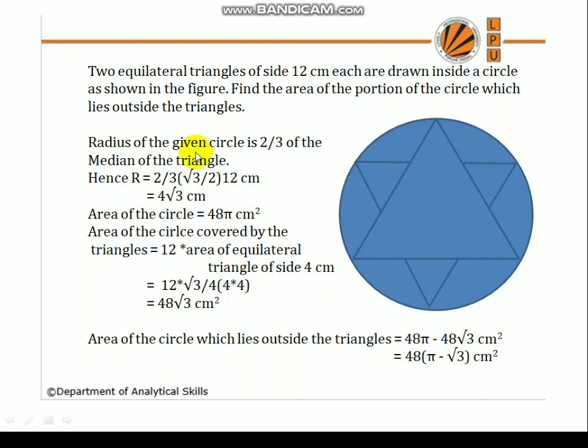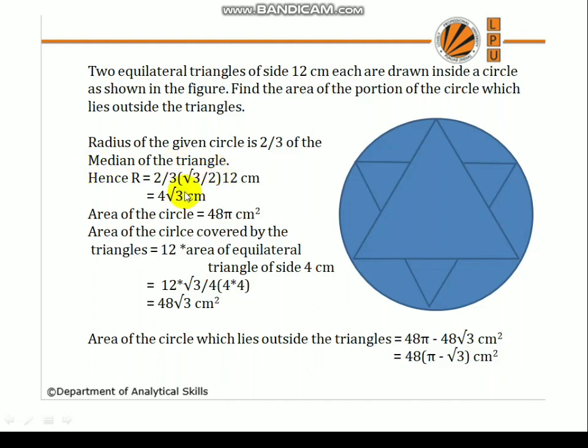The radius of the circle is 2 by 3 of the median of the triangles. That we have to understand here. Always understand the median of a triangle. All the medians join and form a centroid, and that centroid will be the center of the circle. We also know the property that the centroid divides the median in a 2:1 ratio, longer part 2, shorter part 1. And that longer part is the radius of the given circle. That's why we can say the radius of the given circle is 2 by 3 of the median of the triangle.